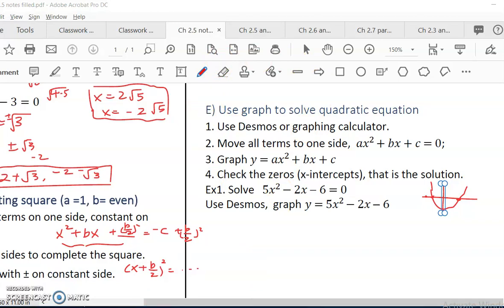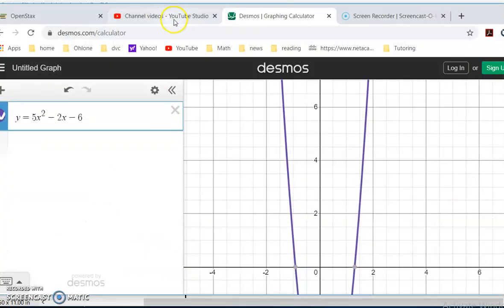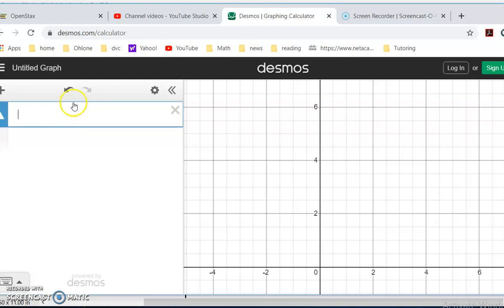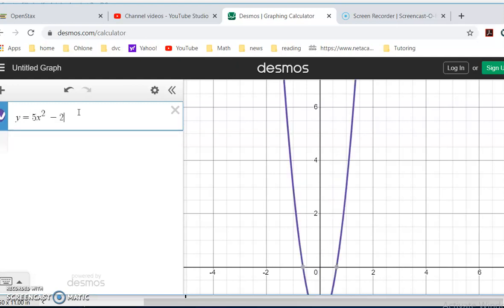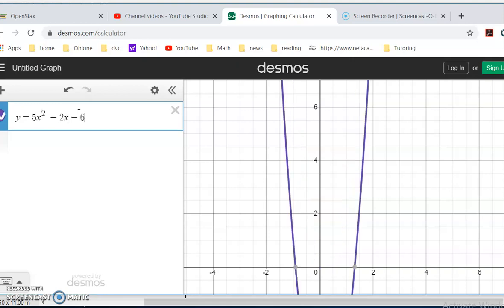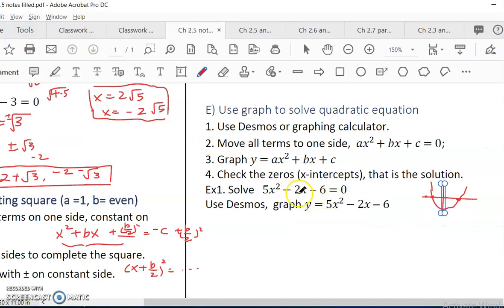So we'll fire up Desmos here. If you don't know how to get it, you can Google Desmos, and then this will show up. Graphing calculator, and then you just type the equation. But the equation has to have y, because otherwise it would not be a line. So it would be y equal to 5x squared minus 2x. Is it plus 6 or minus 6? Minus 6, right? Minus 2x minus 6.